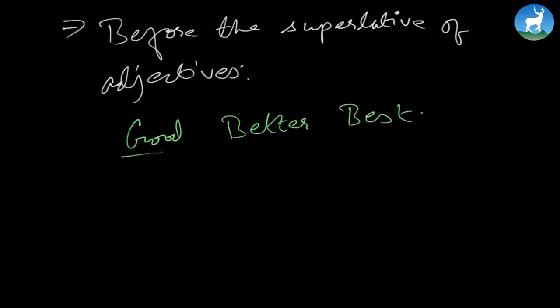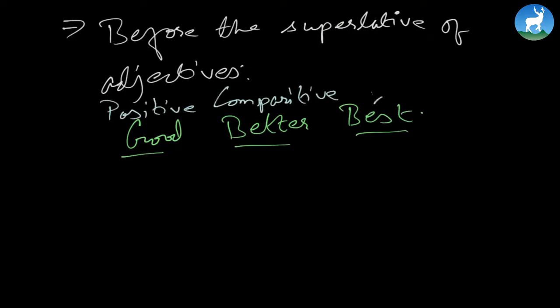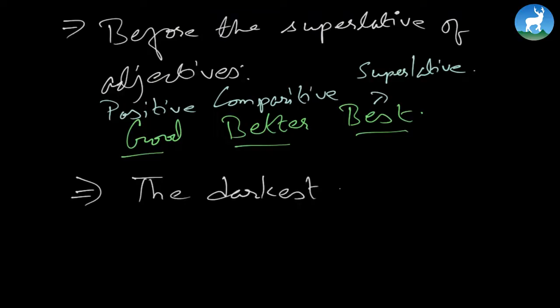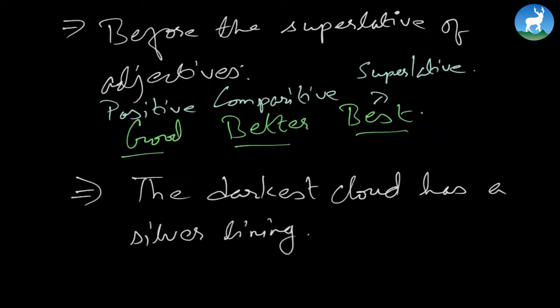In terms of all these words are adjectives. But if we have to classify these, this good is what we call positive, comparative, and finally this best is what we call superlative. So every time we have superlative form of adjectives, we use the. Simple as that. For instance, the darkest cloud has a silver lining. Look at that. What is superlative here? Did you figure that out?